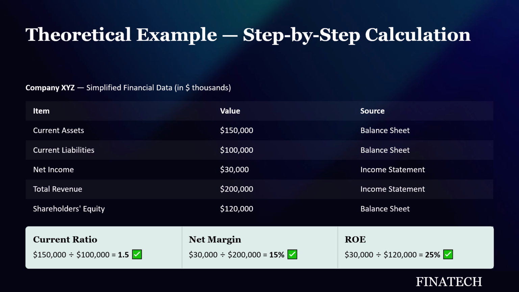This is your benchmark. Current ratio 1.5, net margin 15%, ROE 25%.